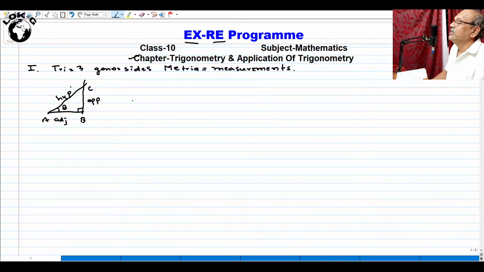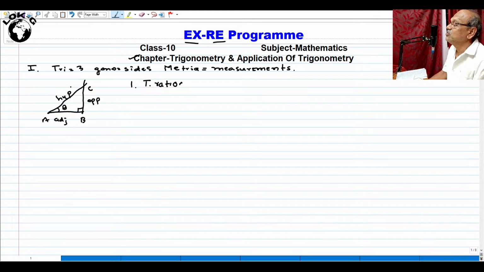In trigonometry, 6 ratios have been defined. What are trigonometric ratios? Trigonometric ratios relate the angle theta in this triangle and the ratio of any two sides of a right angle triangle. There are three sides. The ratios can be opposite upon hypotenuse, hypotenuse upon opposite, adjacent upon hypotenuse, hypotenuse upon adjacent, opposite upon adjacent, adjacent upon opposite. Totally 6 ratios are possible.